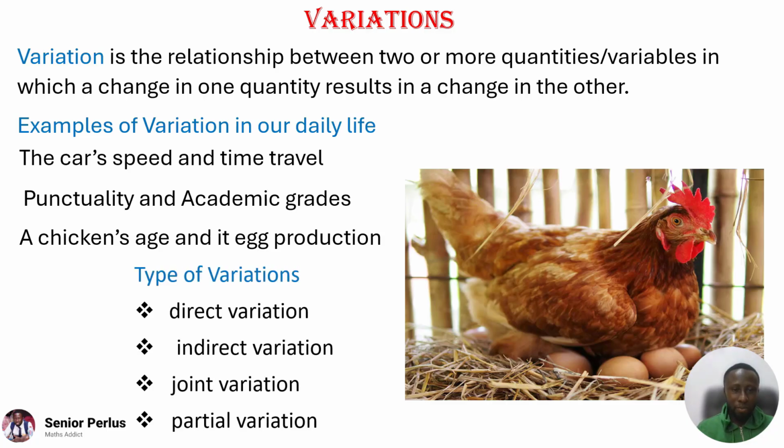Good. Types of variation. We have direct variation, indirect variation, joint variation, and partial variation. So you are going to take these one after the other. Good. Keep watching.